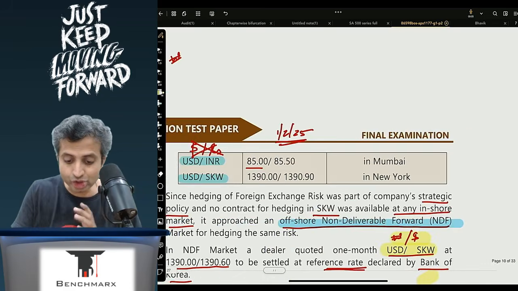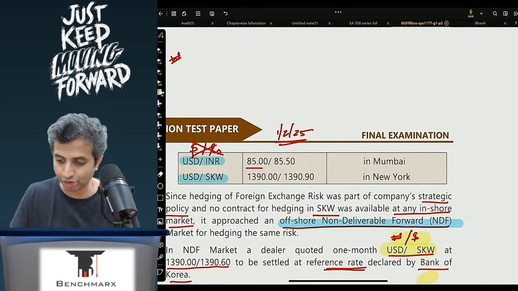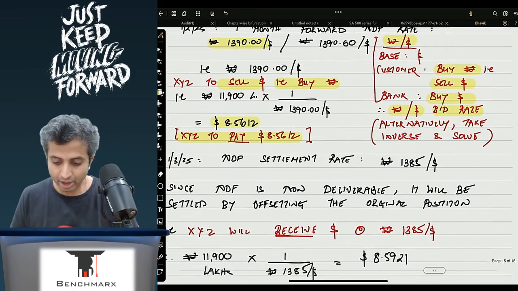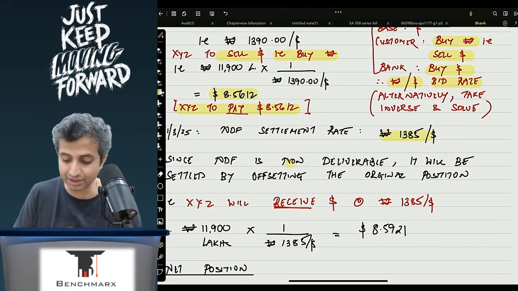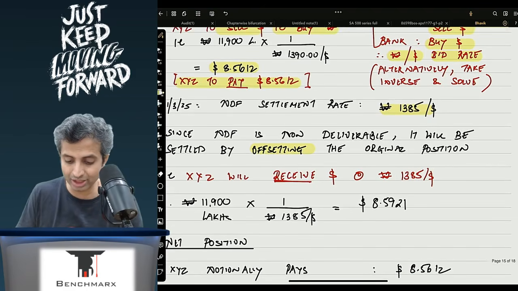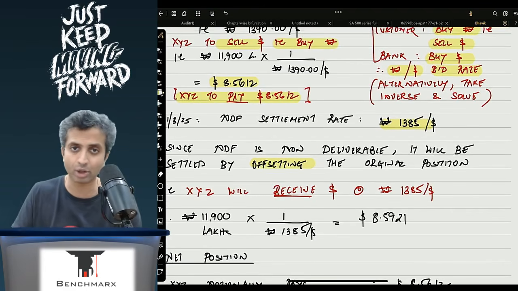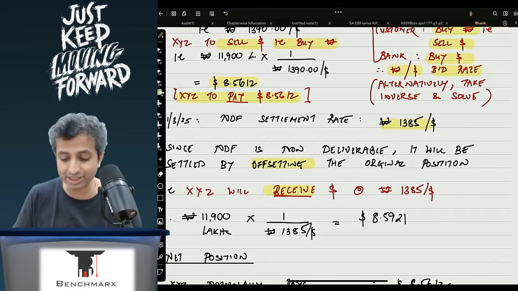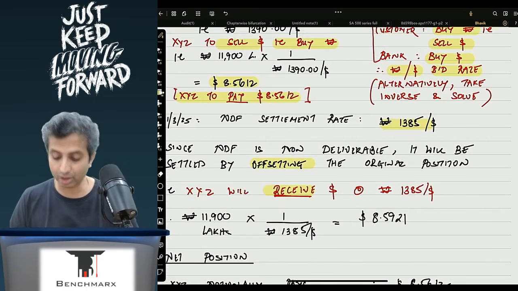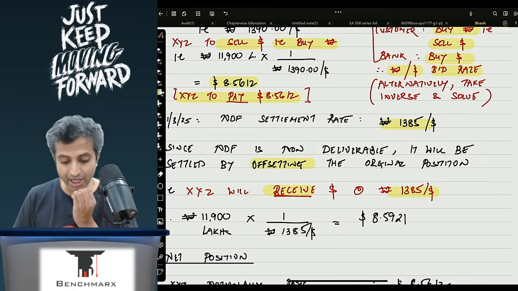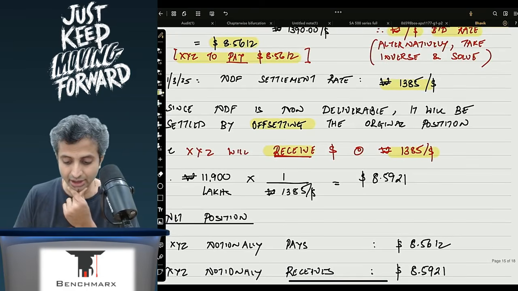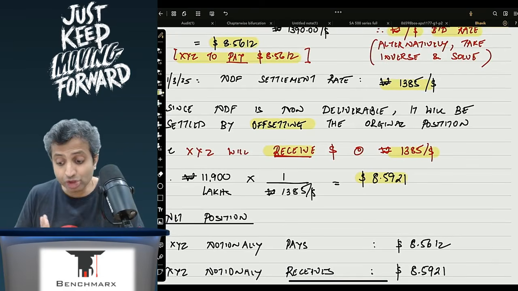So notionally, we have clearly written over here, NDF settlement rate is 1385. Since NDF is non-deliverable, it will be settled by offsetting the original position. So if the original position was XYZ to pay the dollars, it will be offset by XYZ receiving the dollars. But at what rate? 1385, the rate given by the Bank of Korea, and hence this will be 11,900 into that. So this will be notionally the amount that you receive.